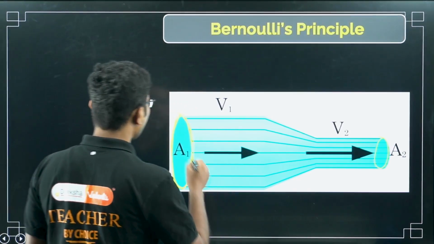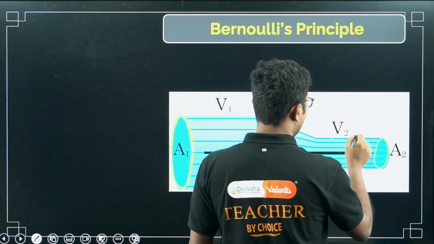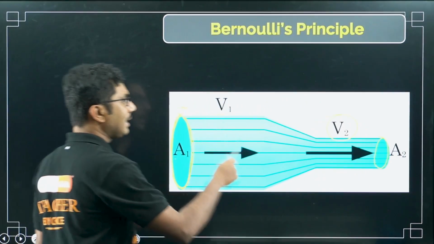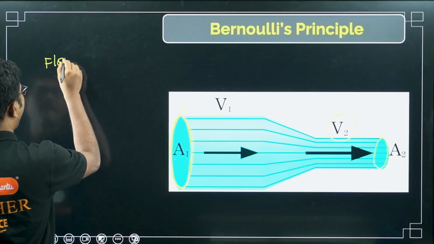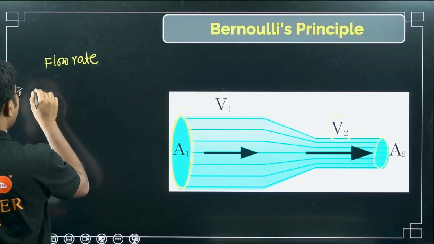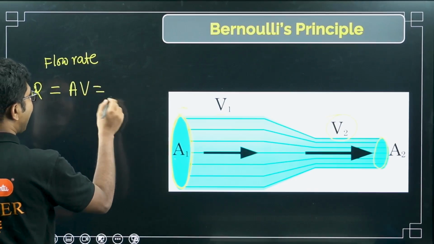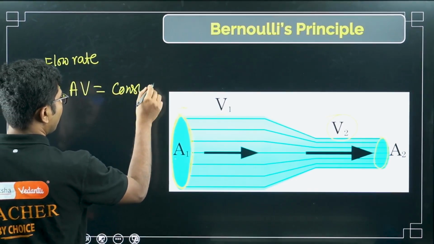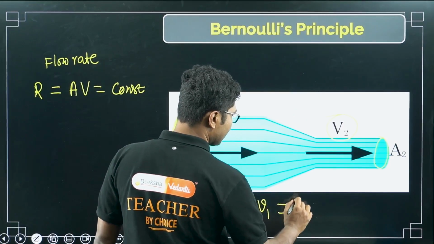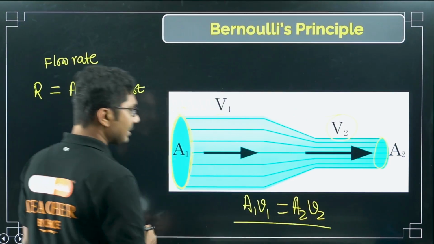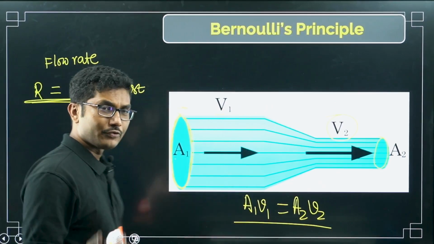Then the speed of fluid at this end is say V1, and at this end it is V2. Then what is the relationship between A1 V1 and A2 V2? We call this the flow rate. Flow rate, say capital R, will be constant, and that is nothing but area times velocity. In this case we can write A1 V1 equals A2 V2. R equals AV is called flow rate, and A1 V1 equals A2 V2 equals A3 V3.